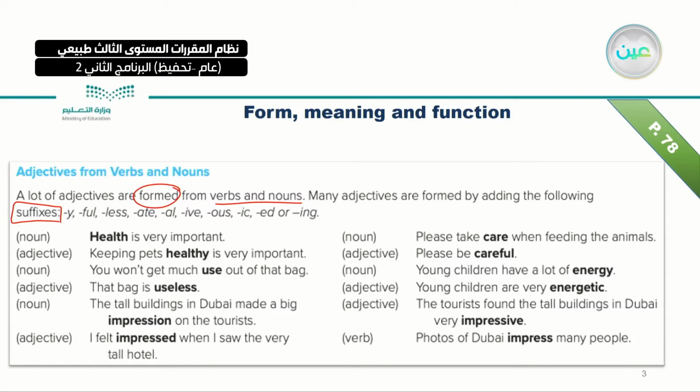Many adjectives are formed by adding the following suffixes: y, ful, less, ate, al, ive, ous, ic, ed, or ing. So you are going to use all of these suffixes, but you first need to know the meaning of these suffixes when you add them to the verb or to the noun.